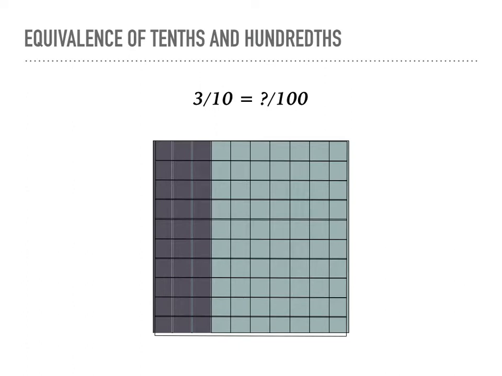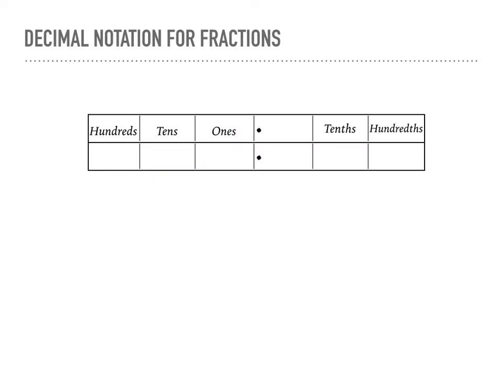A strong understanding of the equivalence between fractions with a denominator of 10 and fractions with a denominator of 100 is an important foundation for working with decimals. Standard 4.NF.6 focuses on using decimal notation for fractions with denominators 10 or 100. Decimals are introduced for the first time in 4th grade.